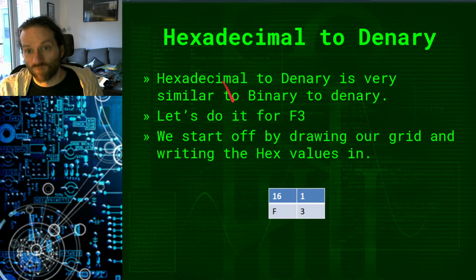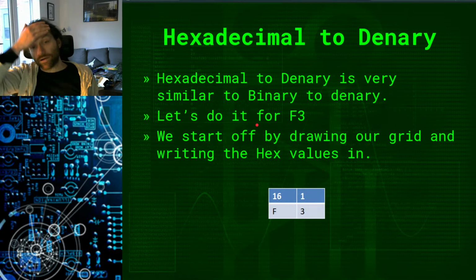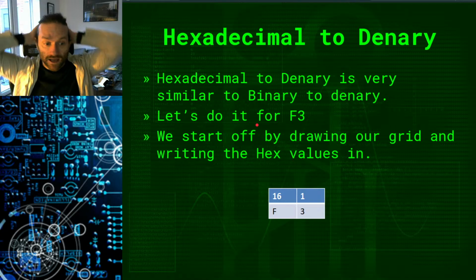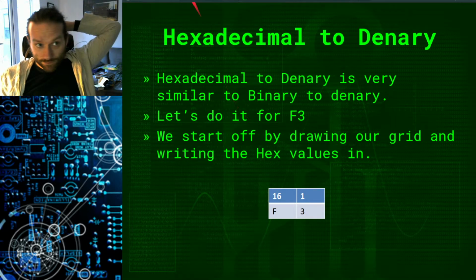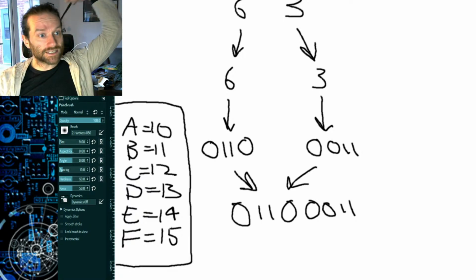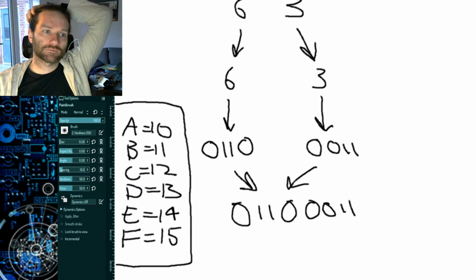Okay. Right, so hexadecimal to denary. This is... do you say you can't see the GIMP? Oh no. Can you see it now? I thought it was on the screen. Yes, good.